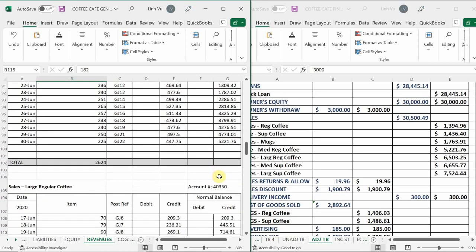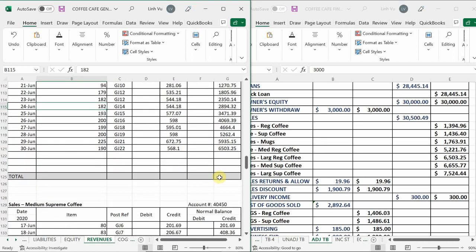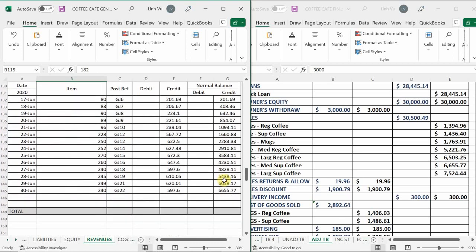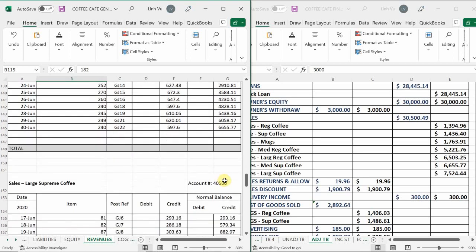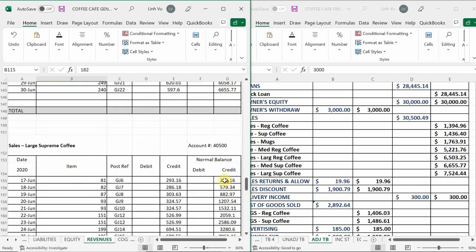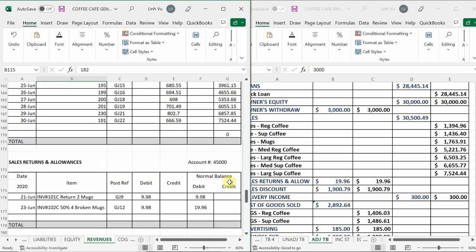My medium regular is still at $5,221. My large regular is still at $65.03. Okay. My medium supreme coffee is still at $6,655.77. Okay. And of course, my large supreme is still at $7,524.44. Okay, right. We didn't make any changes to sales because that wasn't under an adjustment we had to make.